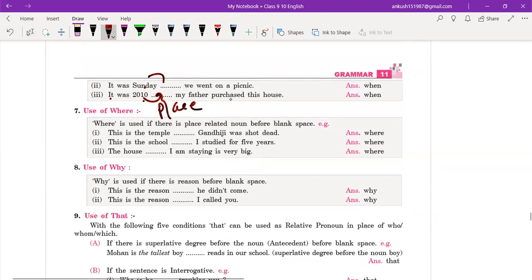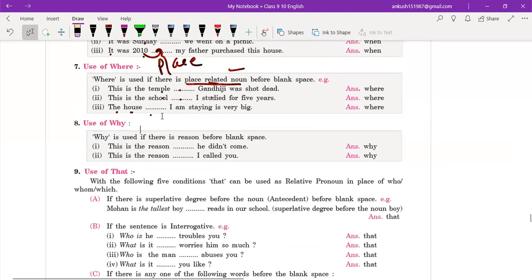Where is used if there is a place related noun. Which related noun? Place related. This is the temple where Gandhiji was shot dead. This is the school where I studied for 5 years. The house where I am staying is very big. Where actually this relative pronoun is used whenever there is the word which is referring to the place. It is very simple to understand.